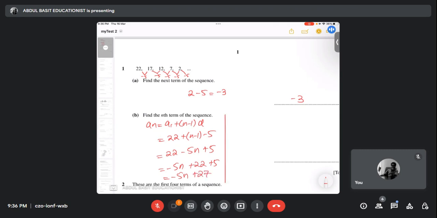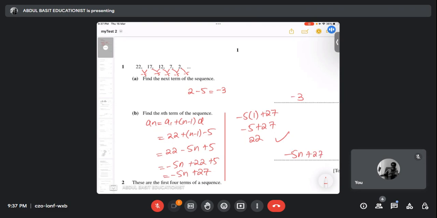Now it's time to check. Check in the paper as well whether you have made it correctly or not. Let me put -5 into 1 and check whether I get the answer 22. -5 plus 27, yes, 22. It's correct. So I have to write here -5n and plus 27. Okay. Is this clear, everybody?